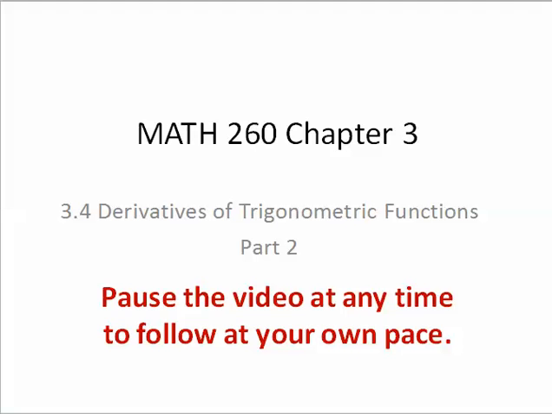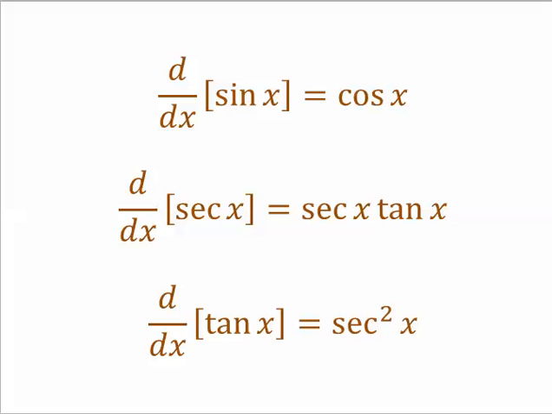Derivatives of trigonometric functions, part 2. Recall that the derivative of sine is cosine, the derivative of secant is secant tangent, and the derivative of tangent is secant squared. I recommend memorizing those three derivatives.